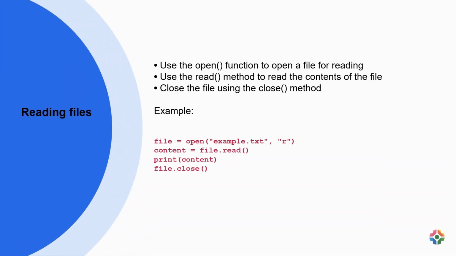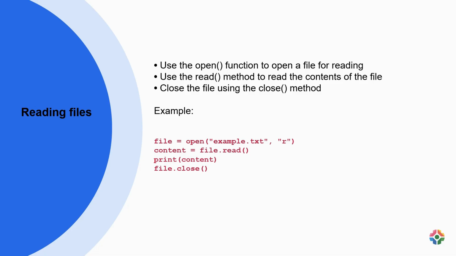To open a file for reading in Python, you can use the open function. This function takes two arguments, the file name path and the mode R for reading. After opening the file, you can use the read method to read the file's contents. Finally, remember to close the file by calling the close method.